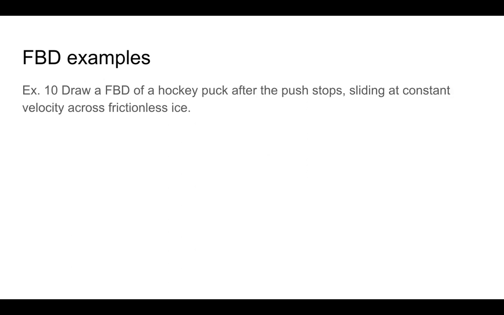Now for number 10, we're going to draw a free body diagram of that hockey puck after the push stops, and it's now sliding at constant velocity across frictionless ice. So again, here's our hockey puck. It's on the earth, so we have force of gravity down. It's being supported. It has an upwards force from the ice supporting that hockey puck. So we have a normal force upward. And then it says it's after the push stops, which means that we don't have an applied force anymore. And it's sliding at constant velocity across frictionless ice. So there's no friction. So no applied force, no friction, and it's at constant velocity.